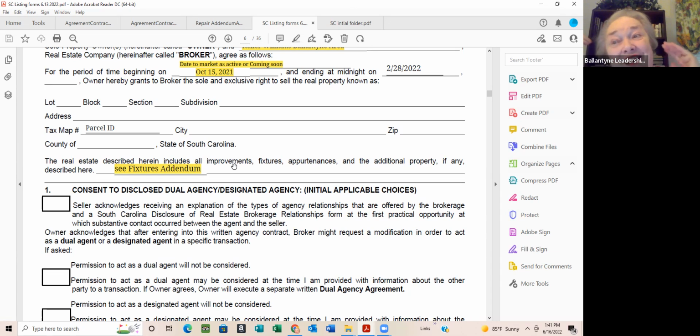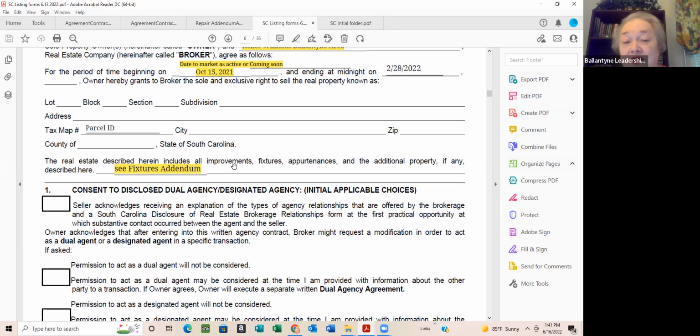And I said, well, at least I get a picture in my mind of what is a fixture. Those of you who finished pre-licensure school in North Carolina, you saw this long list of things. Well, that long list is going to look very similar to our fixtures addendum because it was pretty thorough. There is not a place in the South Carolina form here to identify those things otherwise.